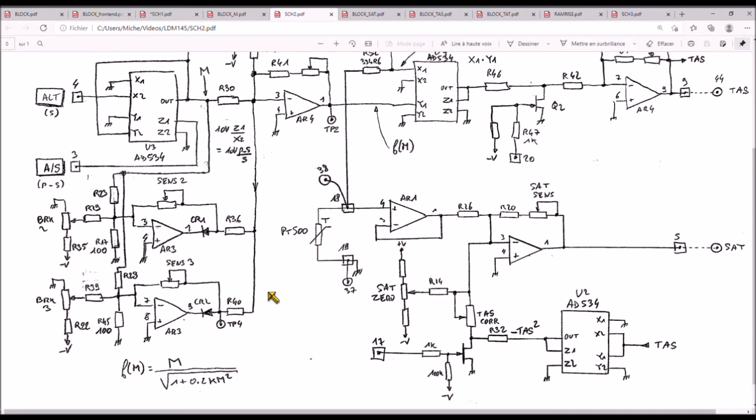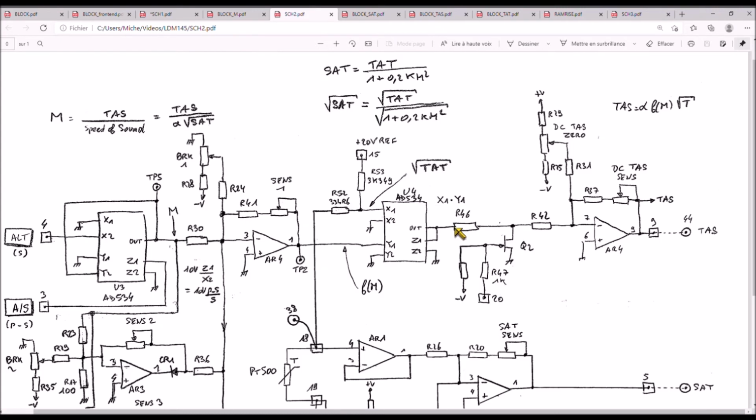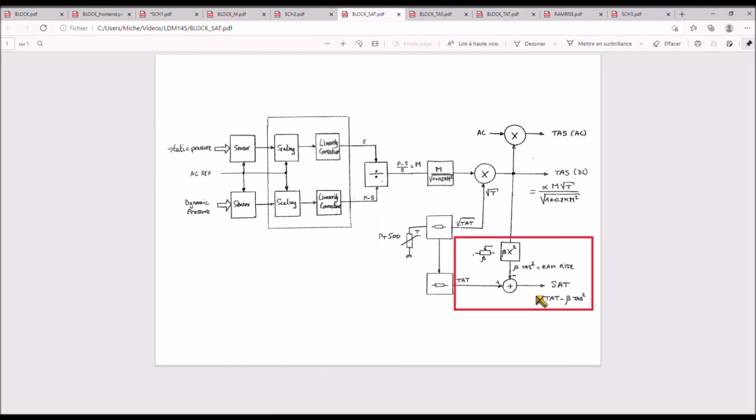We have more or less the same behavior as the other circuit I have described 5 minutes ago. The true airspeed value is fed to this final amplifier, which permits to adjust the gain, the sensitivity, and also the zero of the true airspeed. Let's return to the block schematic. We will see now how the static air temperature is computed.